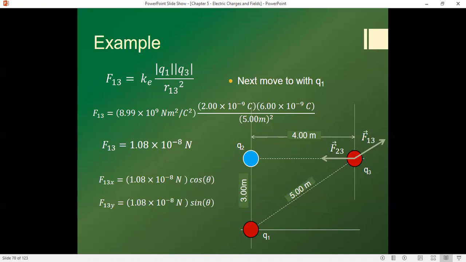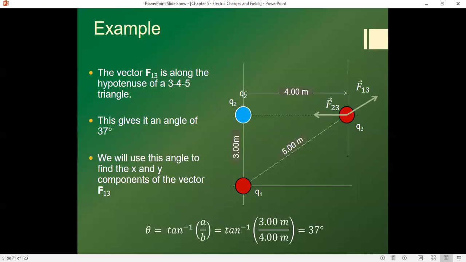I could also know the angle here. I don't know the angle at first, but for a 3, 4, 5 triangle, it's around 37 degrees. And find the cosine of 37 point something degrees and the sine of 37 point something degrees. However you do it, you need to resolve that. And in fact, if you don't know that angle, you can calculate it by using inverse tangent. The y component divided by the x component, inverse tan gives me 37 degrees.